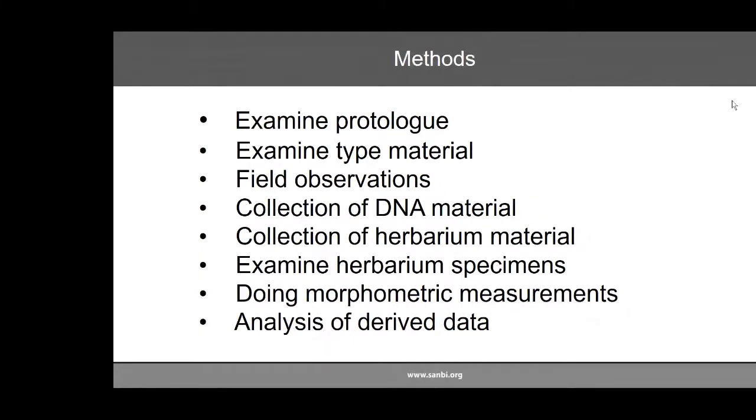So in this study, the basic methods of taxonomic studies in a group were followed: examining the protologue of the species, examining the type material, going out into the field and making observations, in the same process collecting DNA material, also herbarium specimens, examining specimens available both in the herbarium and on JSTOR's online site, doing morphometric measurements, and eventually analysis of the data derived from these.